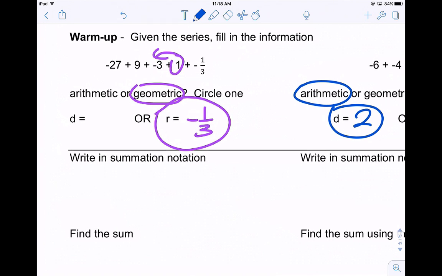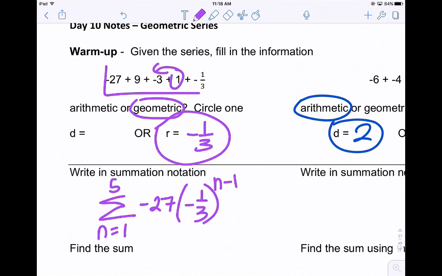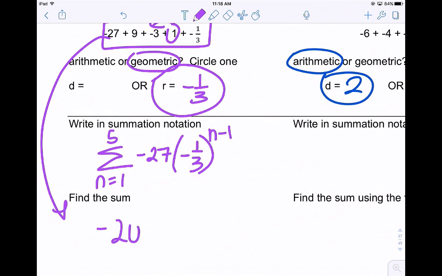Can you write the summation notation? All right, so for this one, make our sigma. We start at the first term there, 1, 2, 3, 4, 5 terms here. And then here our first term is negative 27. The ratio is negative 1/3. If we start at the first term, this is to the n minus 1 power. Find the sum. You add up all of these together. So if I did that correctly, I get negative 20 and 1/3.